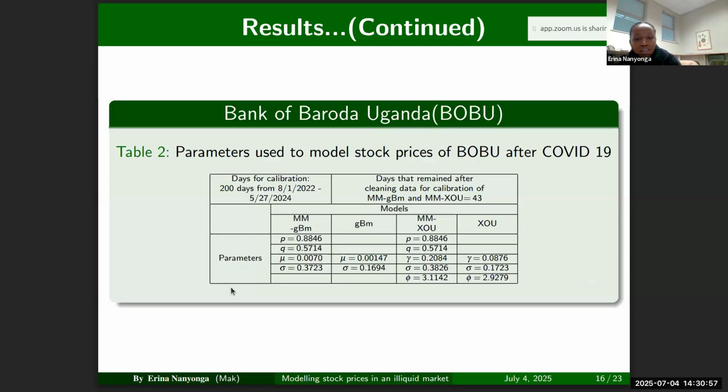Another stock at the Uganda Securities Exchange is Bank of Baroda. The 200 days for calibration were from 2022 to 2024. This was actually after COVID, and the one for Stanbic Bank was before COVID-19. So after cleaning the data, the days without repetition were 43 for this other stock out of the 200 days. And then the probability of transitioning from state 0 to 0 was very high, 0.8846 in that specific time period. And then transitioning from 1 to 1 was 0.5714.